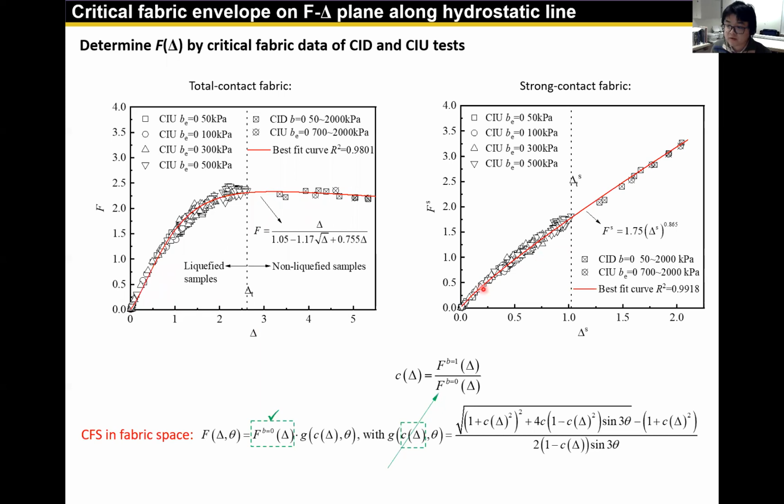For the strong contact fabric, the result looks similar. The difference is that the best fit curve equation is different. Now the critical fabric surface can be expressed as follows. There are 3 variables. The first is the coordination number, and the second is the parameter C, which determines the shape of the surface on the fabric pi plane, and its value is exactly the ratio of fabric anisotropy at extension to that at compression. And the third variable is the Lode angle.